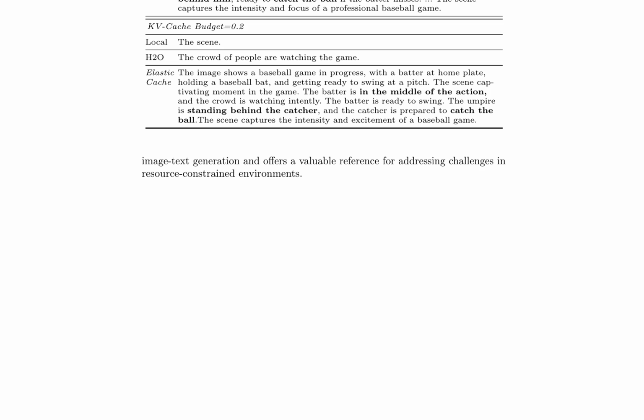The Elastic Cache model's output highlights the scene's key elements, such as the batter's action, the catcher and umpire's positions, and the crowd watching the game. This model outperforms other models, like KV cache and H2O, in terms of both accuracy and efficiency, particularly in resource-constrained environments. The results demonstrate the effectiveness of the Elastic Cache model in image text generation tasks, offering valuable insights for addressing challenges in such environments.